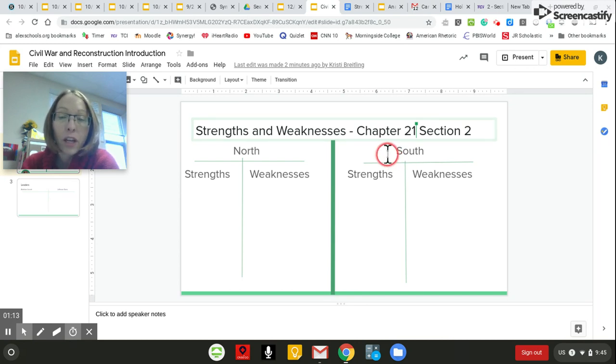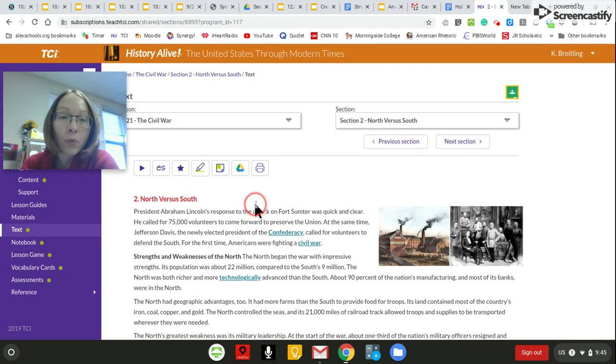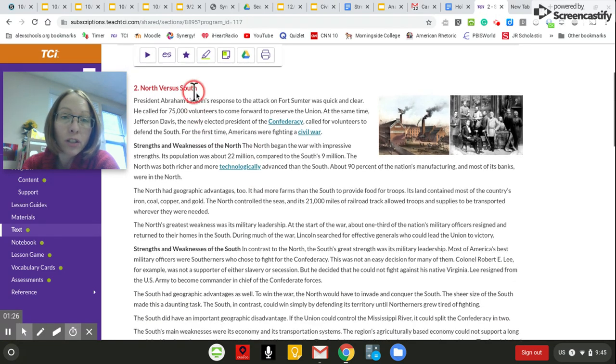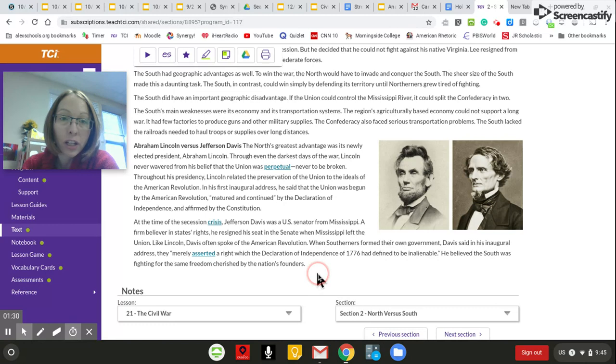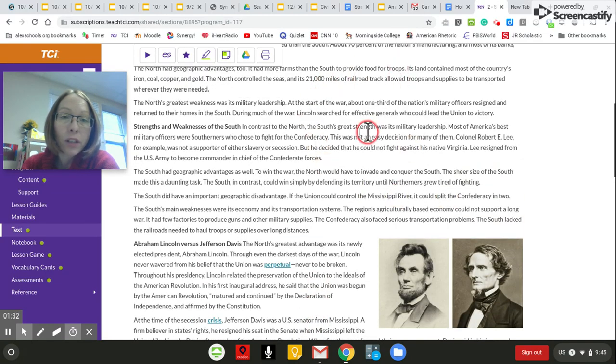North and South. And to identify these, I want you to write these two down in your notebook, and then I want you to go to chapter 21, section 2 of your textbook, and I want you to read this beginning part where it says North versus South all the way to the end of this section. And this top part really focuses on the strengths and weaknesses of the North and South.